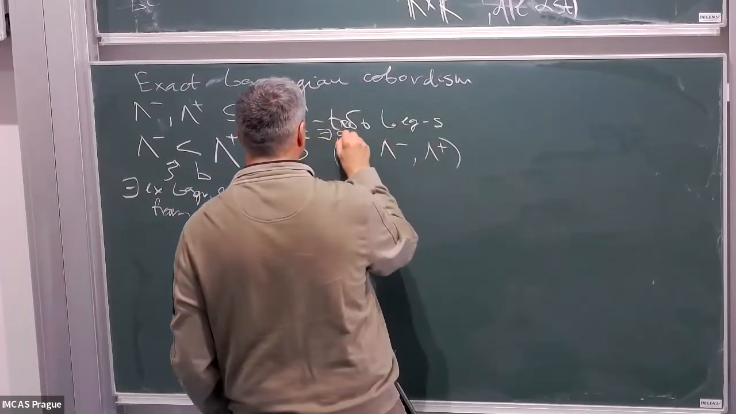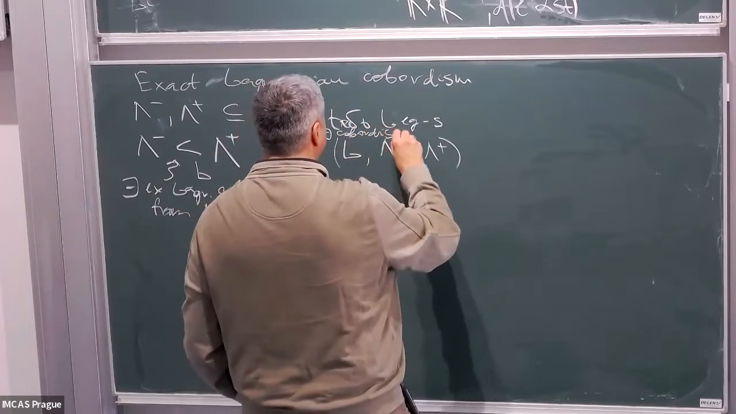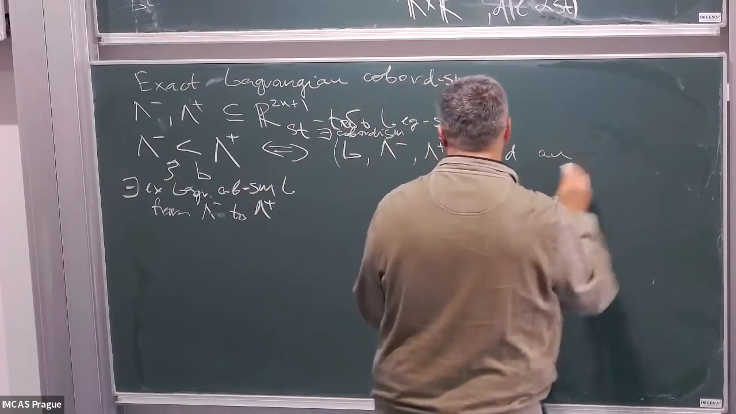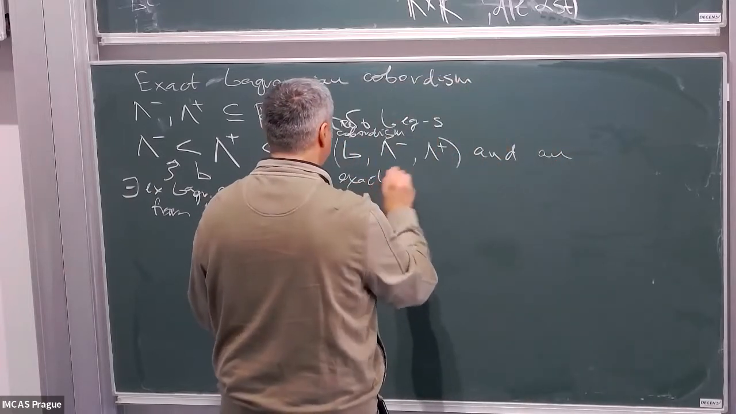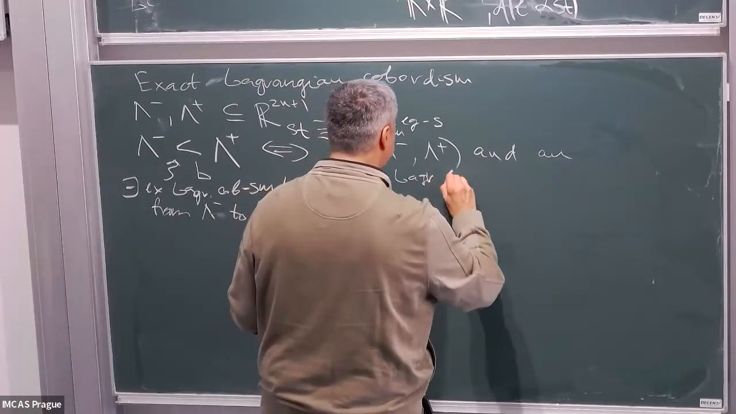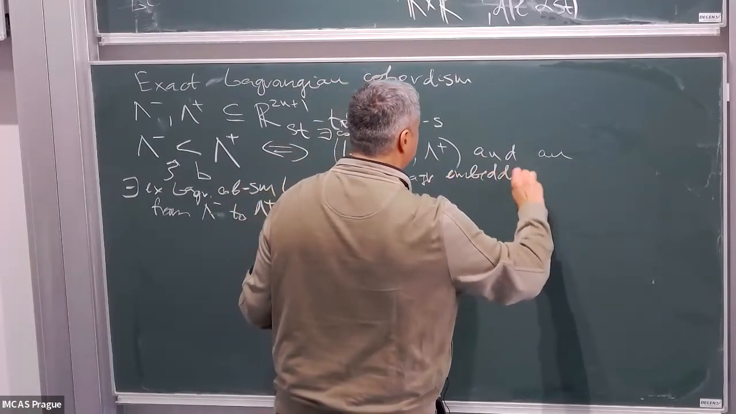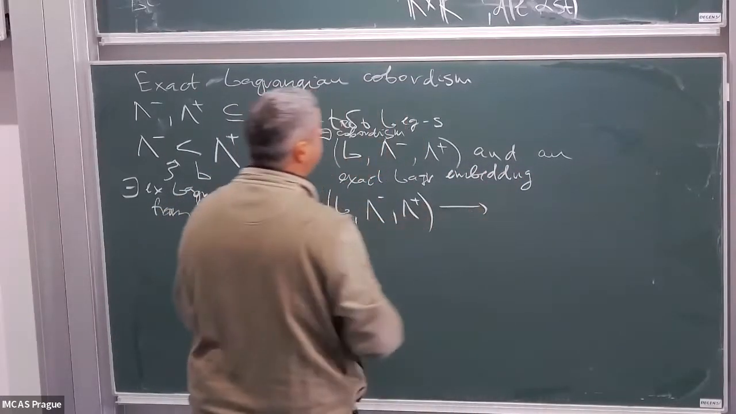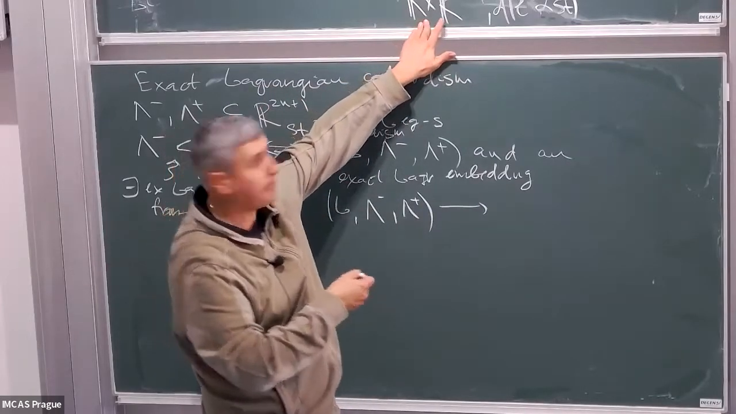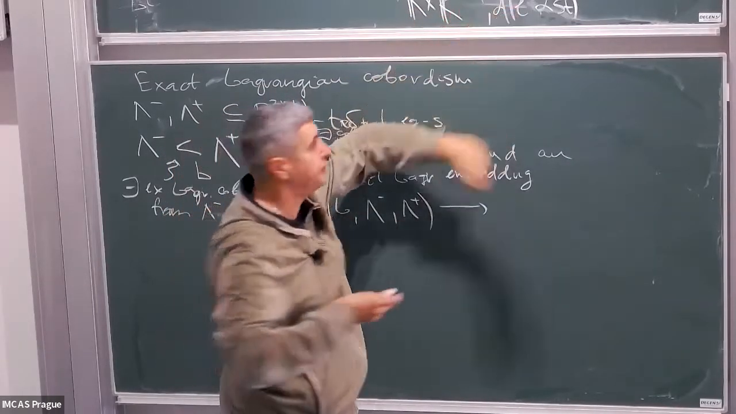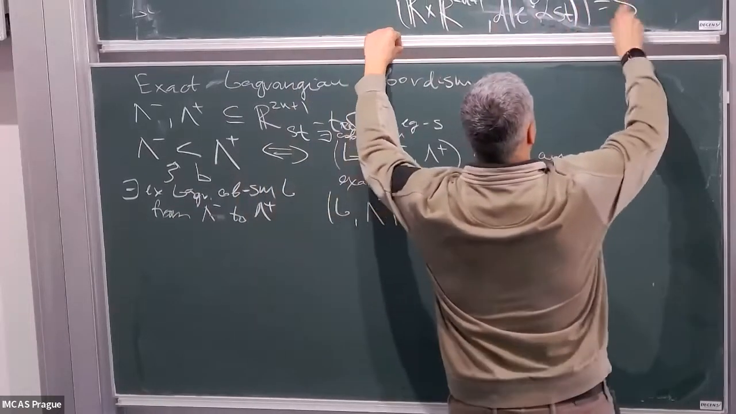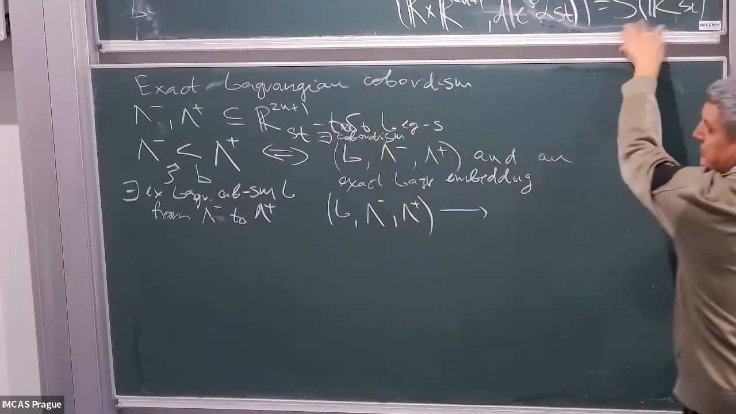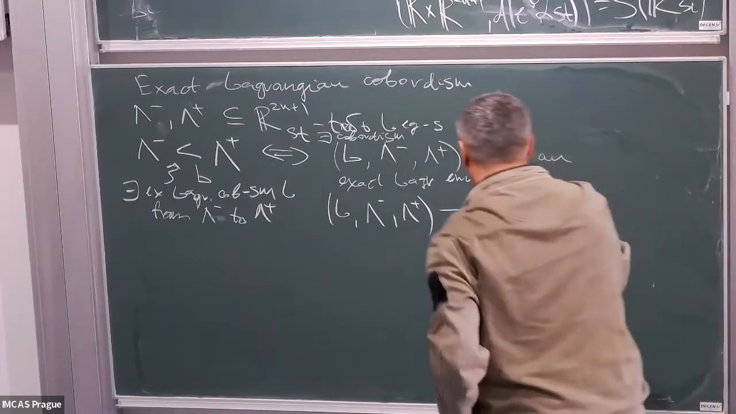So there is a cobordism, and an exact Lagrangian embedding of this L from lambda minus to lambda plus into essentially this guy, R times R to the 2n plus 1 with this symplectic form. For simplicity, I'll write it as S R to the 2n plus 1 standard. This means symplectization of our contact manifold.